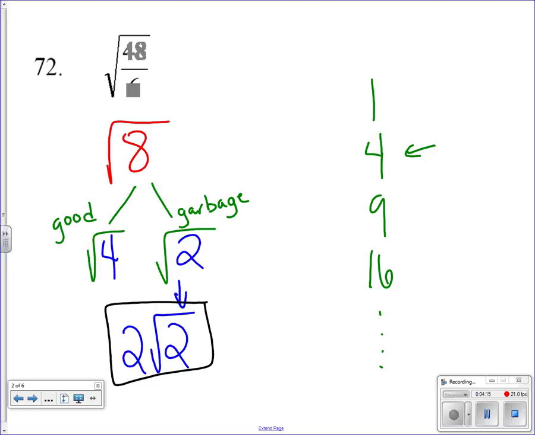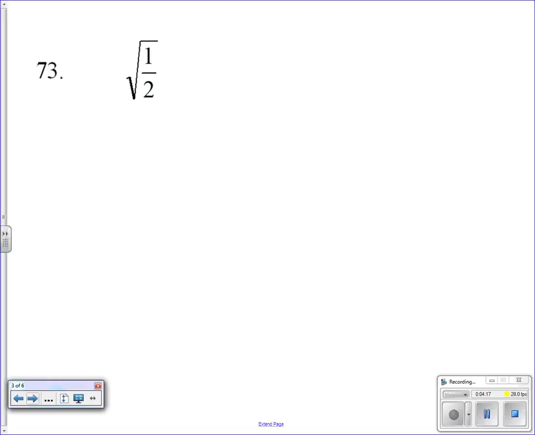Moving on to 73, we have the square root of 1/2. Well, unfortunately, right here, nothing can really be simplified or broken down. And as a result, we're going to have to use some other techniques in algebra. One technique that we've learned is that you can break up a square root. So I'm going to take this original square root and tear it up into the square root of 1 on top divided by the square root of 2 on the bottom.